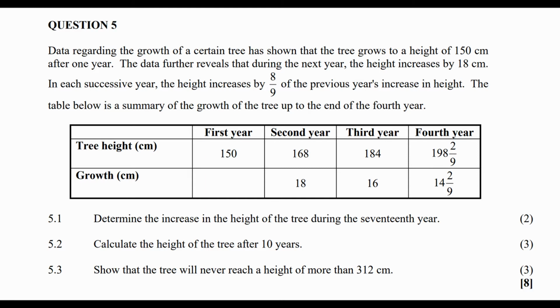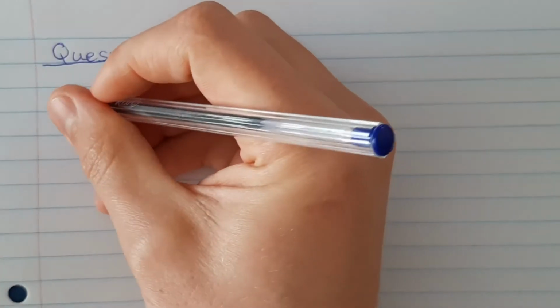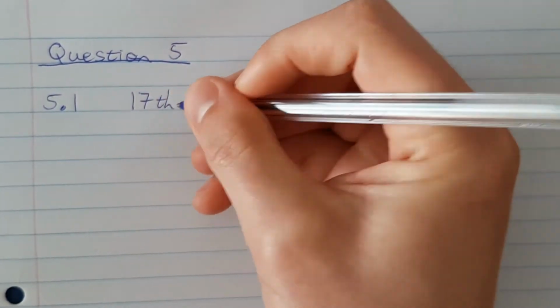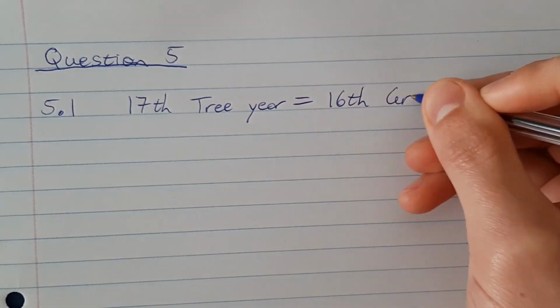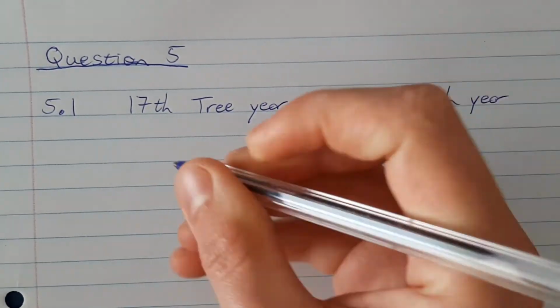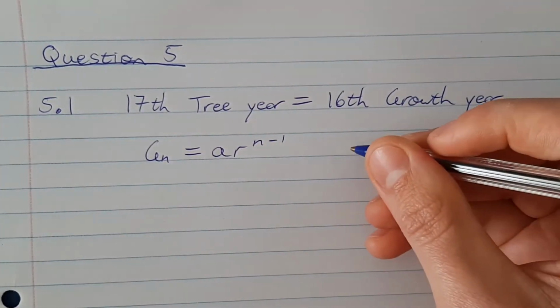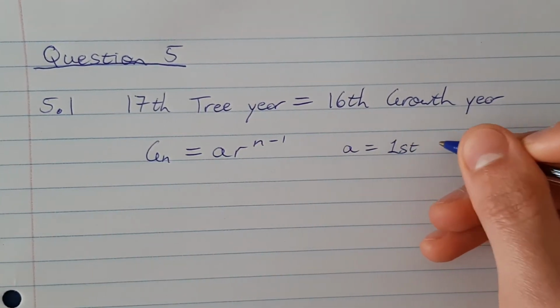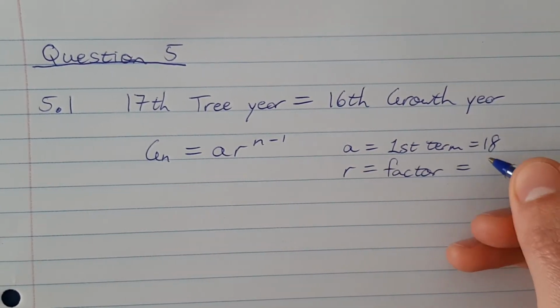Question 5.1 asks us to calculate the growth in the 17th year. It's important to read that correctly, and it's important to realize that the 17th year is the 16th growth year. We need a general term for the growth of the tree, so let's denote the growth sequence with capital letter G. We then write out the general term for exponential growth and substitute A, the first term, and R, the growth factor, into this expression.